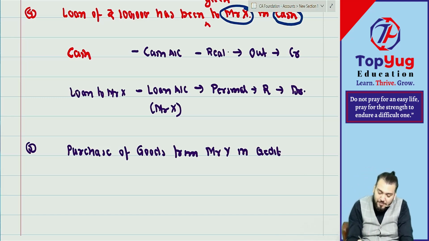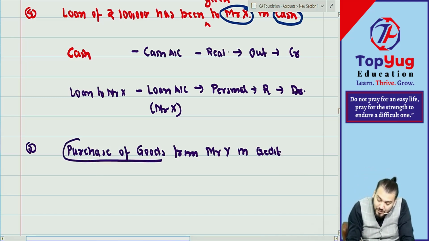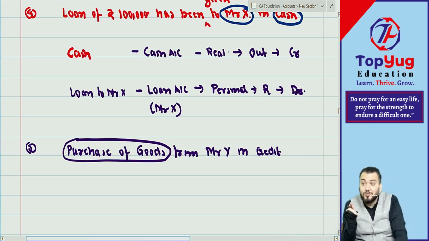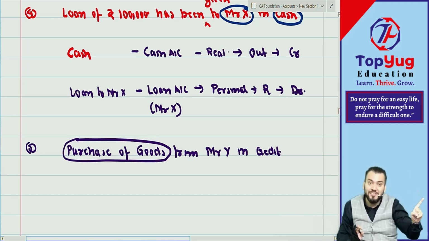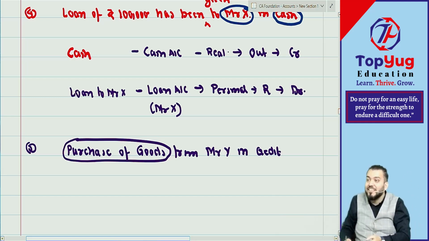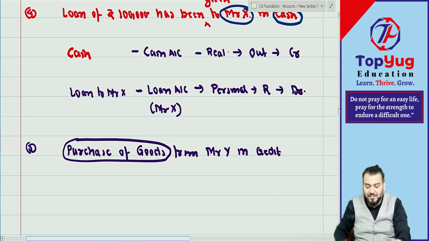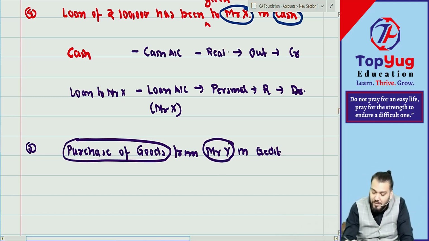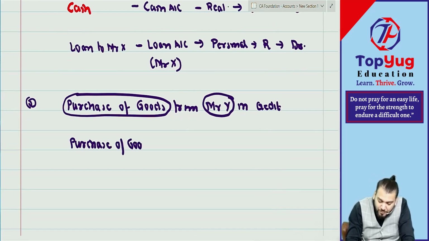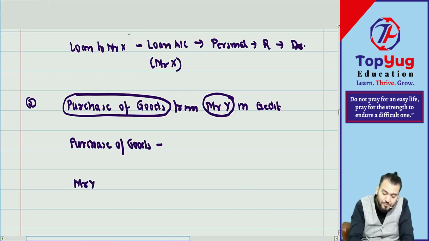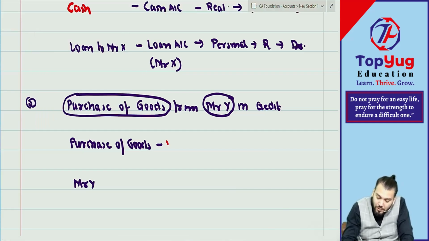Understood? So what are two aspects? Purchase of what? Goods. Whenever I say goods, goods is for which purpose? Sale purpose. Understood? Purchase of goods I have written. It is for sale purpose. Understood? It is an indication that it is for sale purpose. Correct? Yes, sir. And second is what? Mr. Y. So the first aspect is purchase of goods and the second is Mr. Y. So for purchase of goods, which account? Purchase account or goods account.